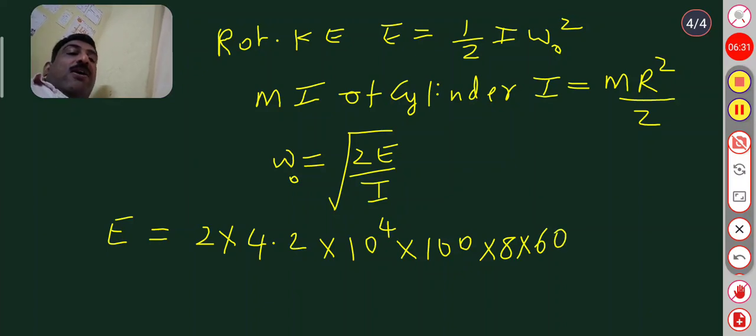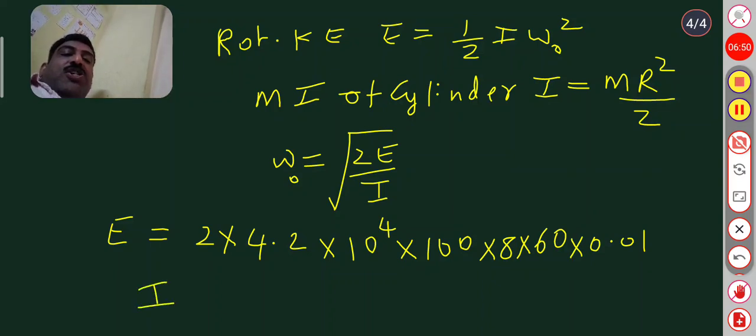8 into 60. This is the energy, and it is converting only 1%. 1% means 0.01, right? 0.01. So this is the energy which you will get, right?